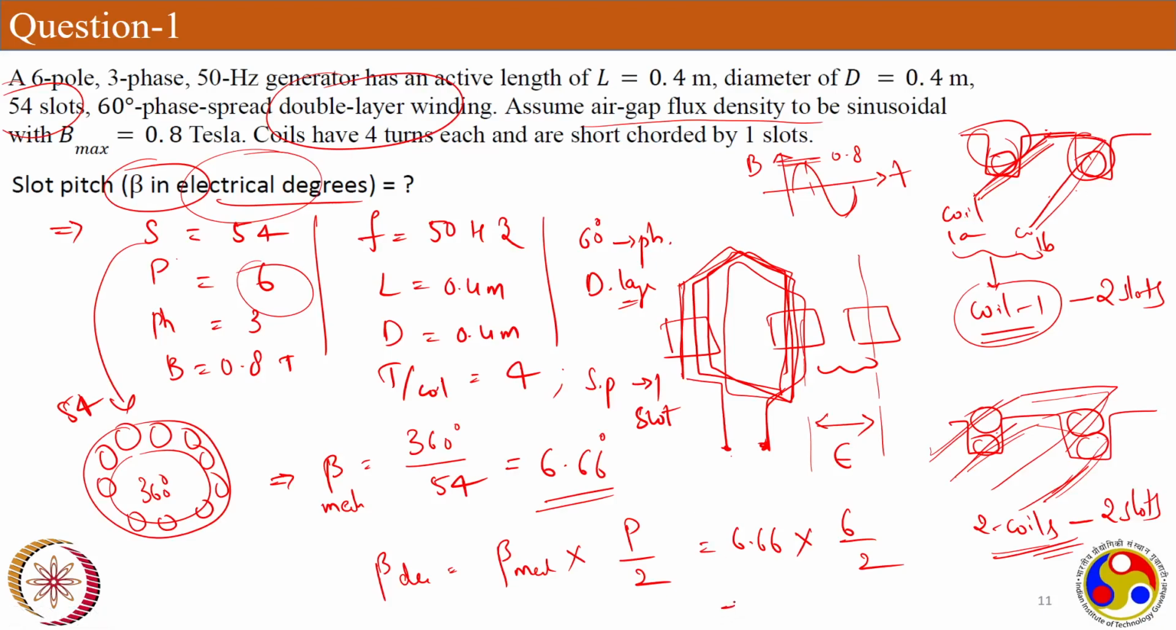Now I got exactly 20-degree beta electrical. So it means that each slot has a 20-degree spread between each slot. That's what beta slot pitch means. Each slot has a 20-degree pitch between those two.